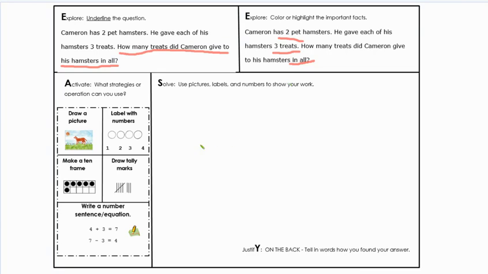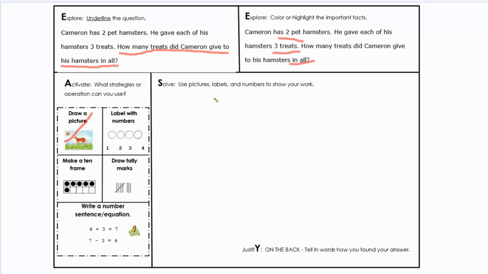So, now if we look at our strategies, remember some strategies are more helpful than others. So for this problem, I know that I'm going to have to draw hamsters, okay? And I'm also going to have to draw treats, okay? So let's start with that. Let's draw a picture of hamsters and treats, okay? So in math, it's not like art. We don't have to make fancy hamsters. We could just do circles, okay?